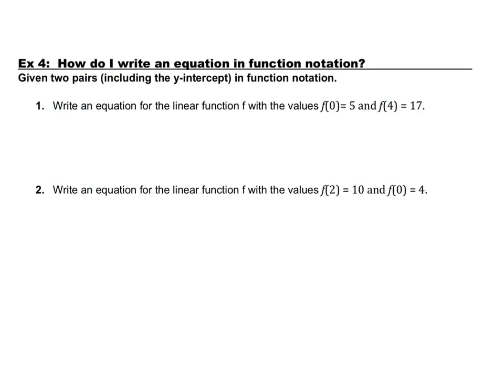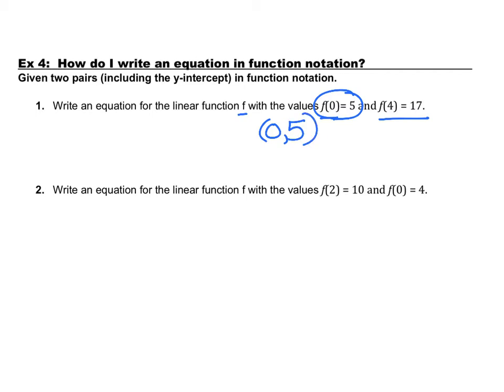Example 4, how do I write an equation in function notation? All right, so write an equation for the linear function f with the values of f of 0 is equal to 5 and f of 4 is equal to 17. So let's rewrite this piece right here. So I have f of 0, which is the f of x, meaning x is going to be equal to 0 in this case. And then the f of 0 is equal to 5. So our x is the 0 and our 5 is the y.